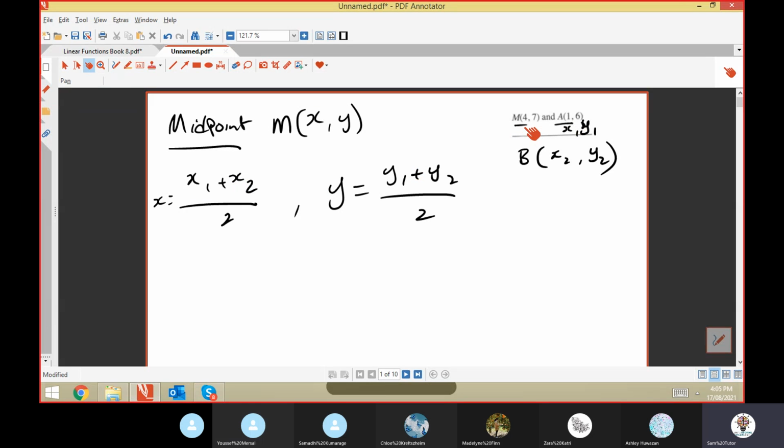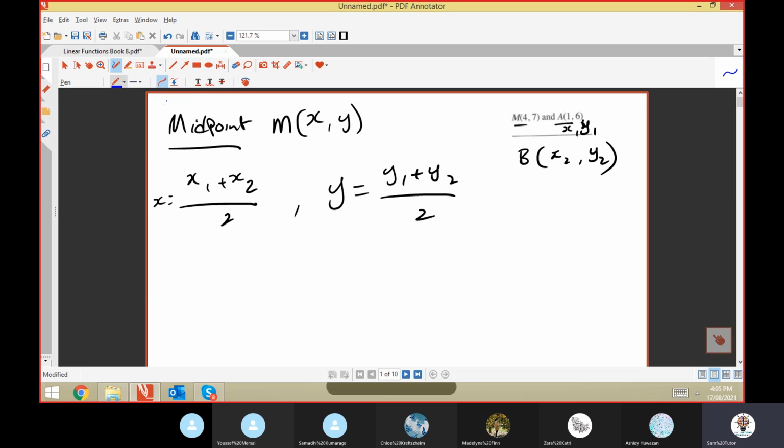I want you to understand something. 4 equals 1 plus something I don't know, divided by 2. Do you agree with that? And then same thing with the midpoint of your y. Your 7 for your y needs to equal 6 plus y2 divided by 2.